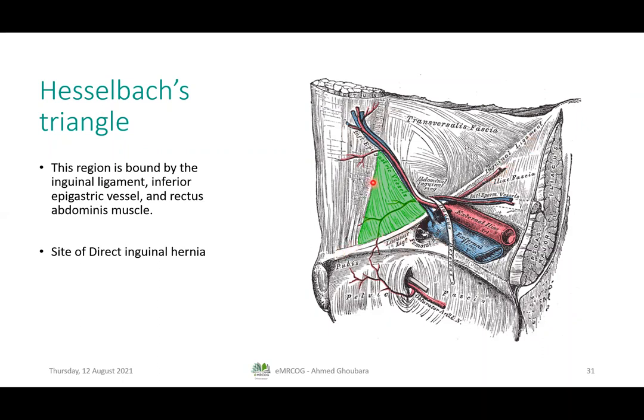This green part would be the inferior epigastric. It is important because this is a site for direct inguinal hernia. So we have two types of inguinal hernia, the direct and indirect. The indirect will pass through the inguinal canal, but the direct will pass directly through the anterior abdominal wall. Good. So don't forget: inferior epigastric, lateral border of the rectus, and the inguinal ligament.